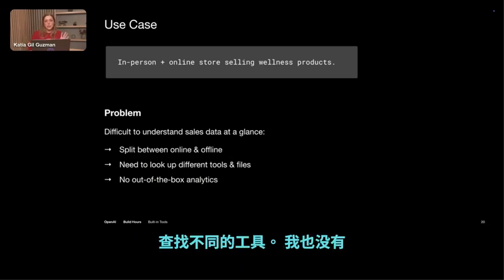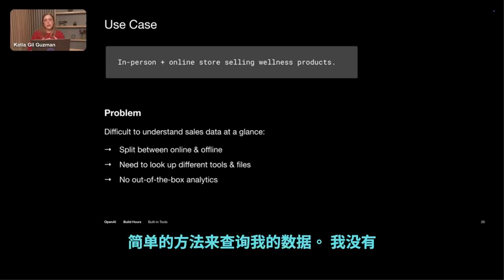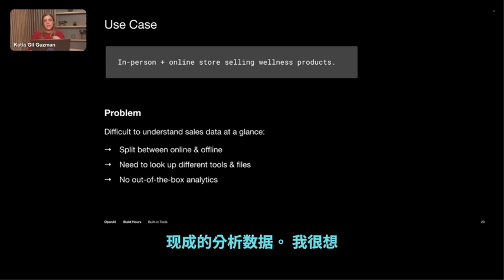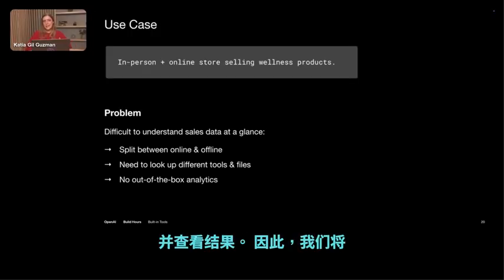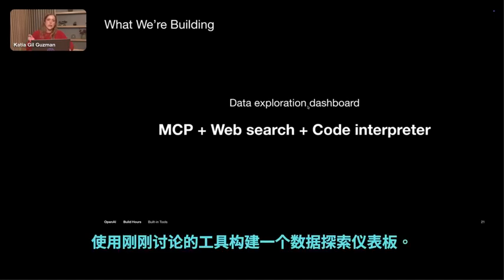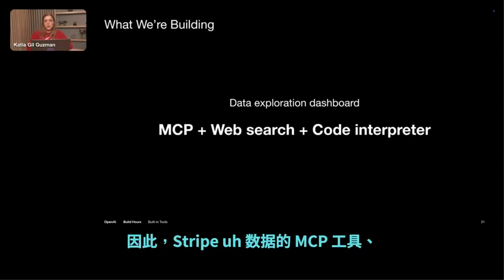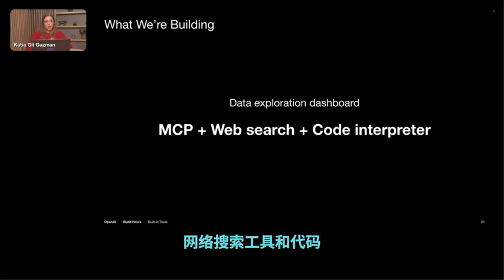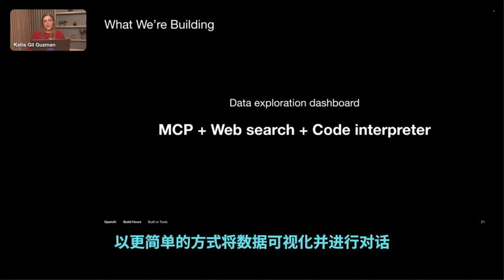So I need to look up different tools. I also don't have an easy way to query my data. I don't have out of the box analytics. I'd love to be able to just ask questions to my data and see the results. So we're going to build a data exploration dashboard using the tools that we just discussed: the MCP tool for the Stripe data, the web search tool, and the code interpreter tool. And with that, we're going to be able to visualize and talk to our data in a much easier way.